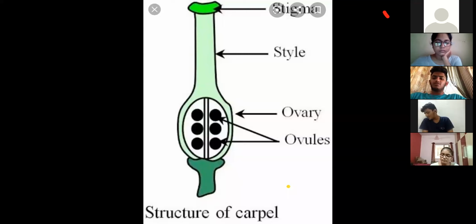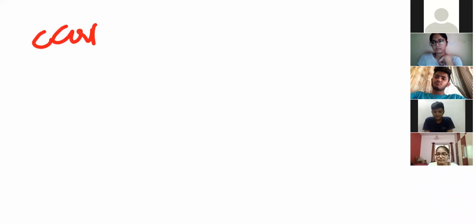Remember, after fertilization, the ovary converts into fruit, the ovule converts into seed. If you have any doubt in this topic still, if you are not clear with apocarpous, syncarpous, I can repeat this again. Tell me. Bolo Shubh. Ma'am, can you repeat apocarpous? Apocarpous, yes. Apocarpous, in that carpels are free. Okay.